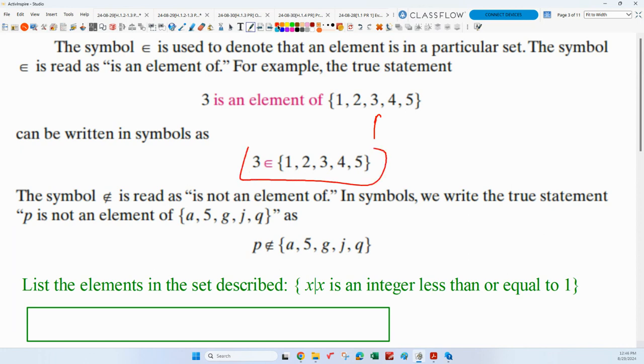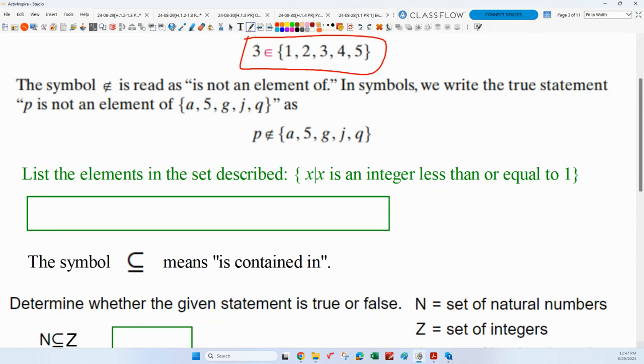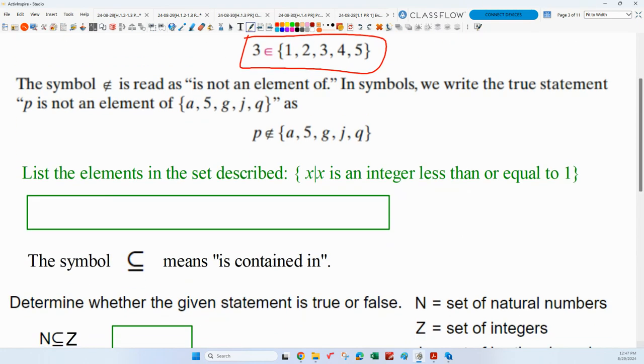3 is an element of this set. Here's the way we could use that new symbol. It says the same thing. That's what that means. 3 is an element of that set. Anytime I put a slash through a symbol, it just adds the word not. So this is also a true statement. P is not an element of this set. How come? Because it isn't in there. It's not in there, right? There's no P in that set, so that's a true statement.